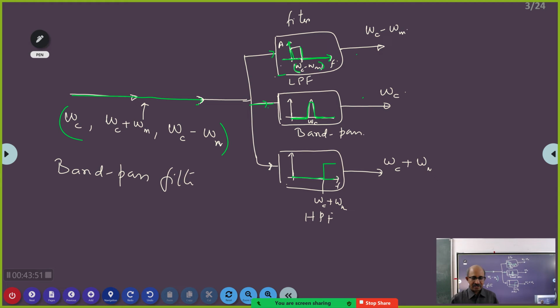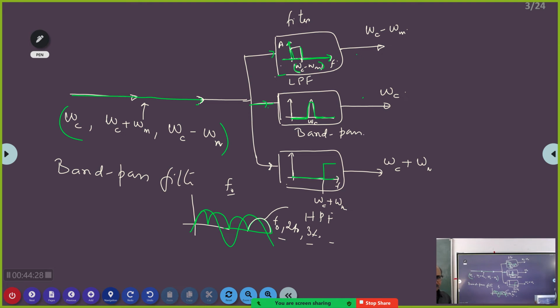Understand this very carefully. If I am drawing a pure sinusoid, it has only one frequency. Now, supposing I draw something like this. This waveform contains not just F0, but F0 plus 2F0 plus 3F0 components like this. Yes, sir.